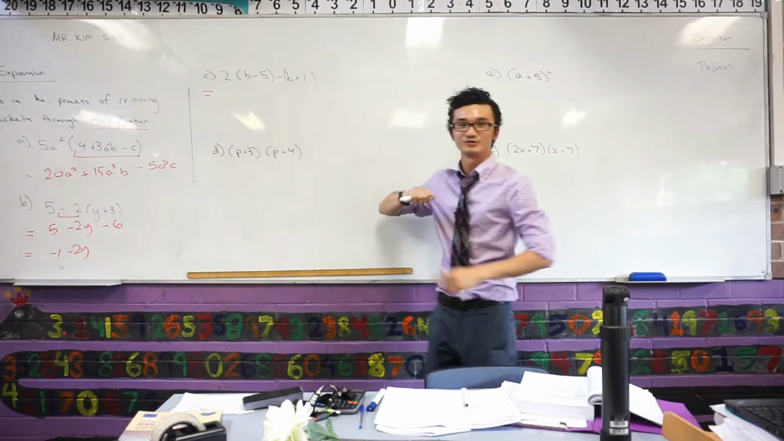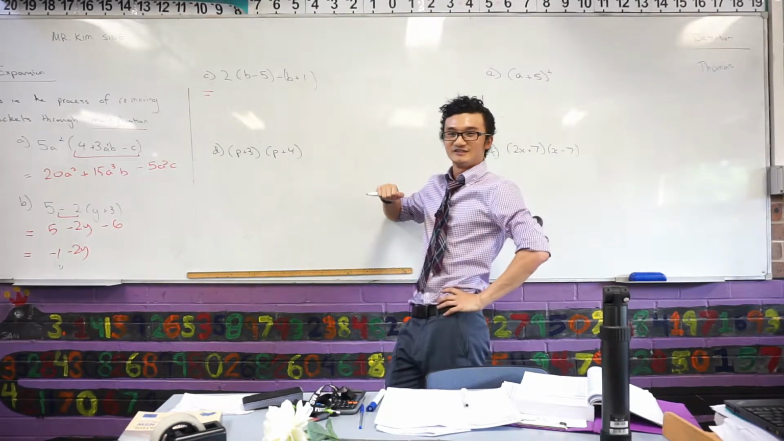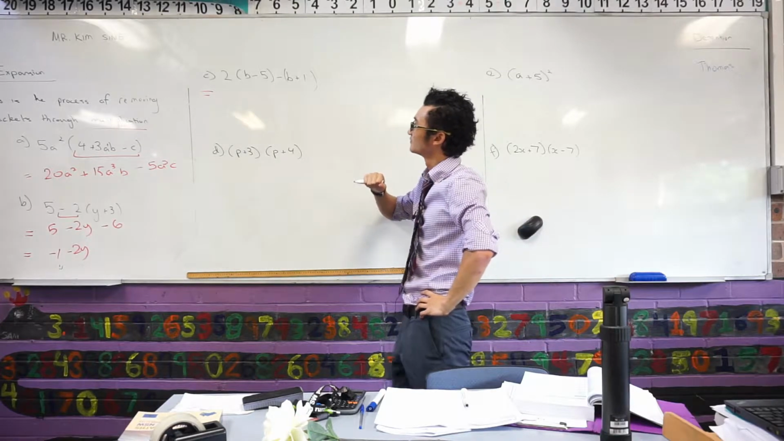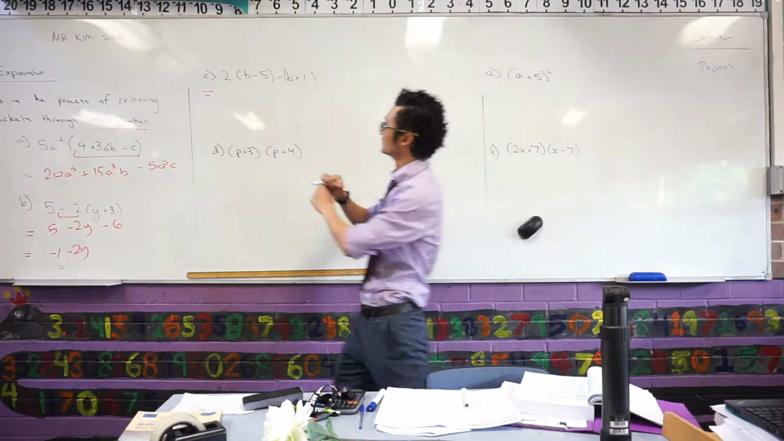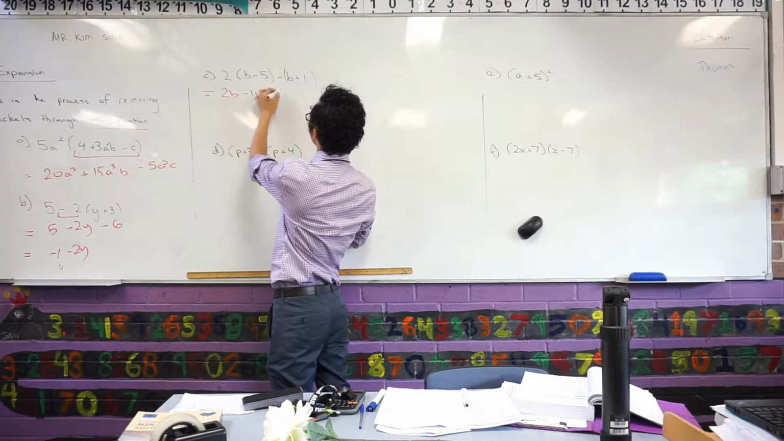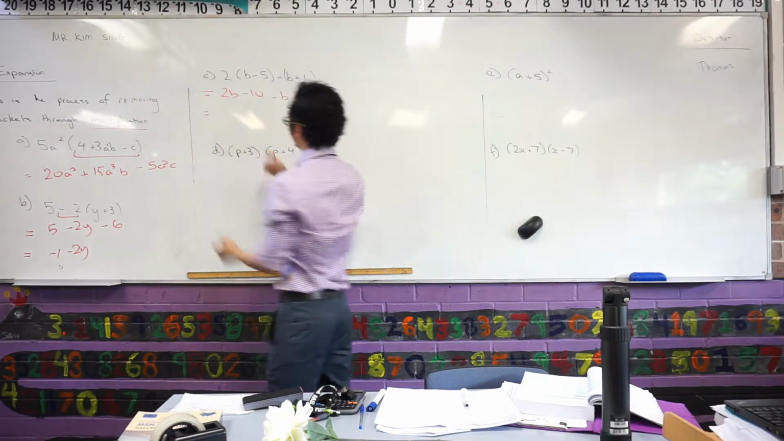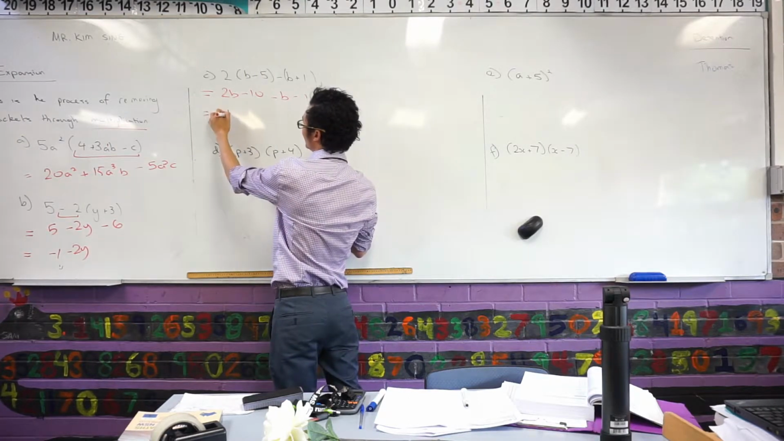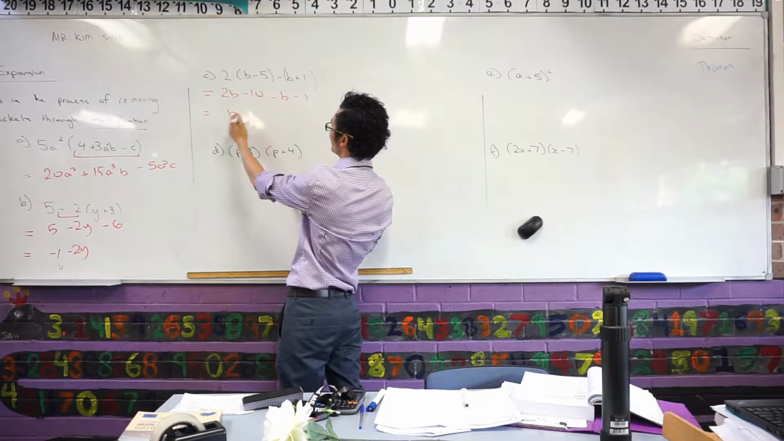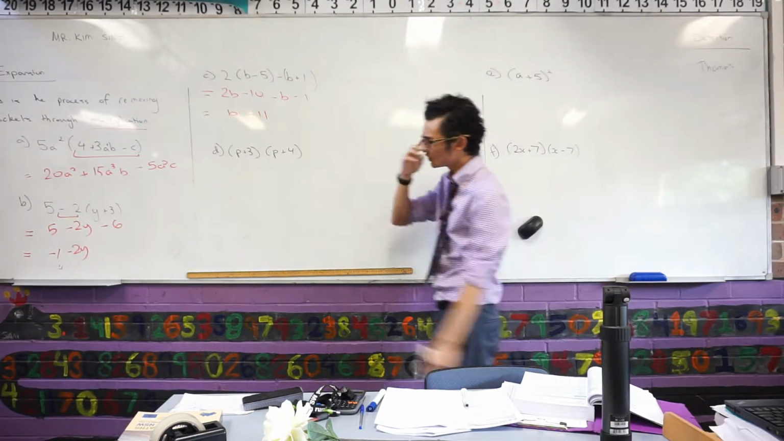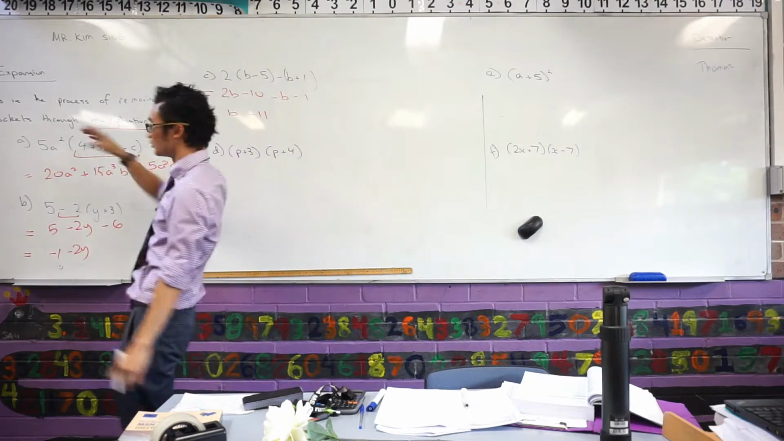Okay, who wants to help me out with the next one? I'll just pick on someone. Yeah, Joel, go. 2b minus 10. Yep. Cool. Minus b minus 1. Awesome. And then again, I'm just looking for any like terms I can bring together. 2b minus b, that's just a single b, minus 10 minus 1, negative 11. Okay. So those are those expansions where we have a single bracket here.